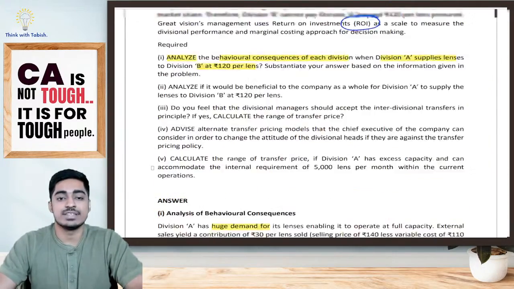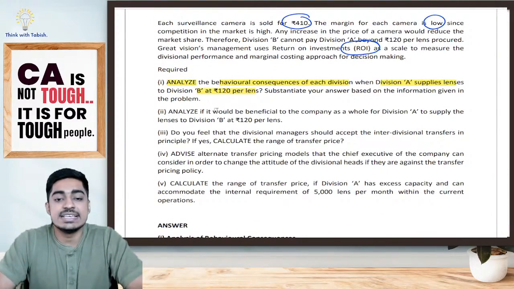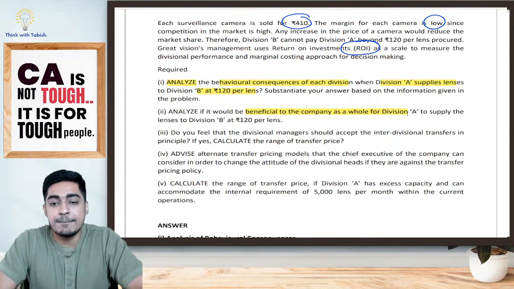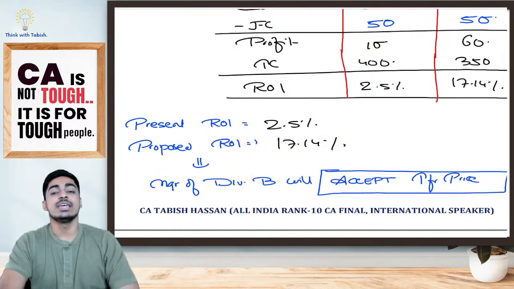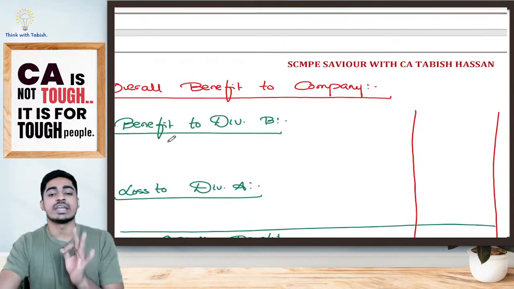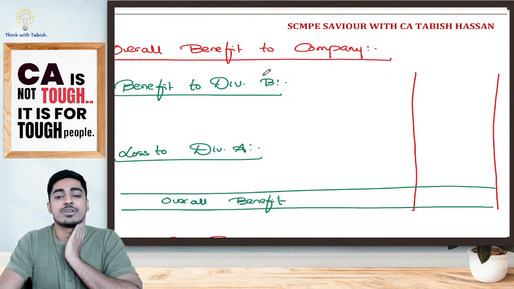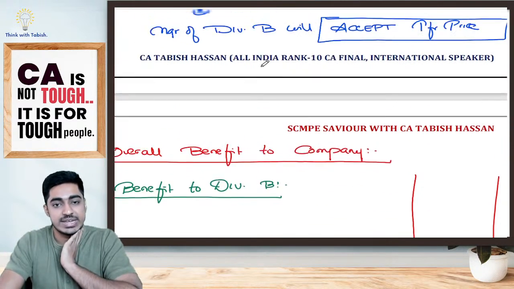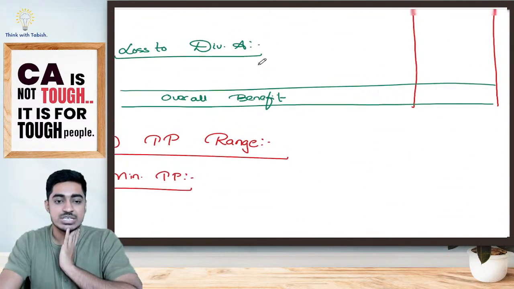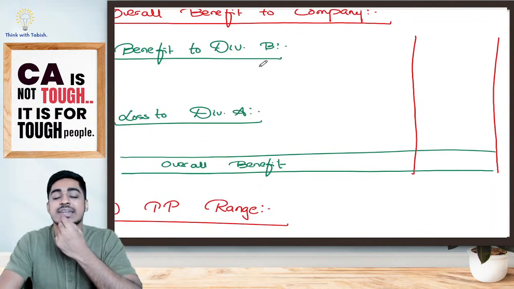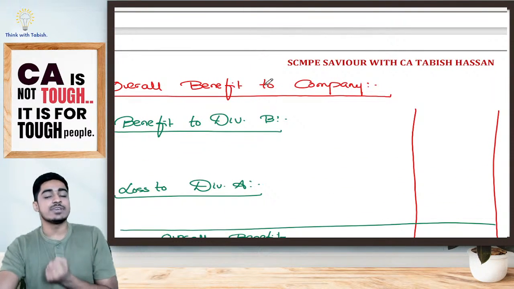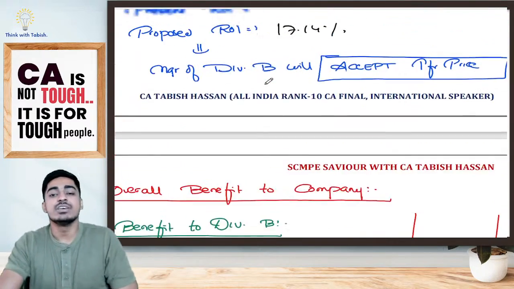Now, what do we have in the second part of the question? Analyze if it is beneficial for the company as a whole to transfer at 120. We're telling whether for the company as a whole the transfer should happen. How do we tell? Two ways we can tell. Either we can tell based on the transfer pricing range, or else we can tell how much benefit division B is having and how much cost division A is incurring. Based on that we can tell.